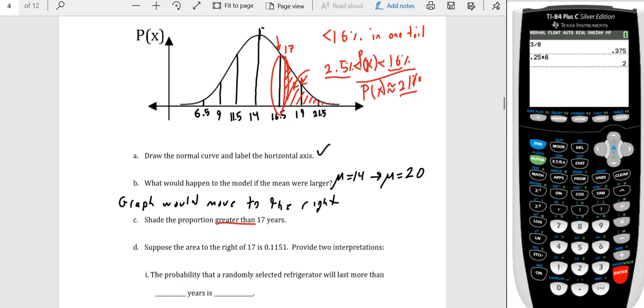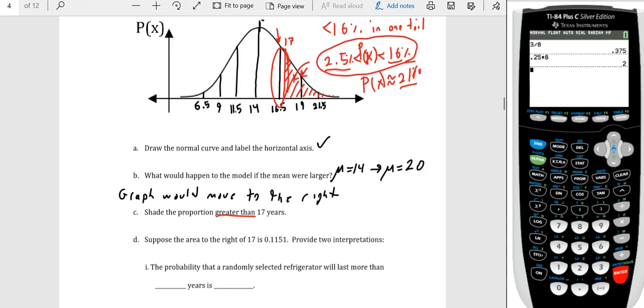This is why we keep the empirical rule, so we have an estimate of what kind of probabilities we should be looking for. However, as I said, in 7.2, we'll talk about how to get those probabilities. For now, in part D, they give us that value. They give us that the probability is 0.1151.